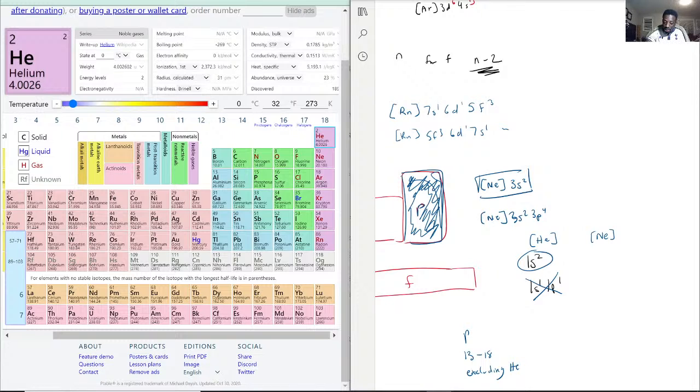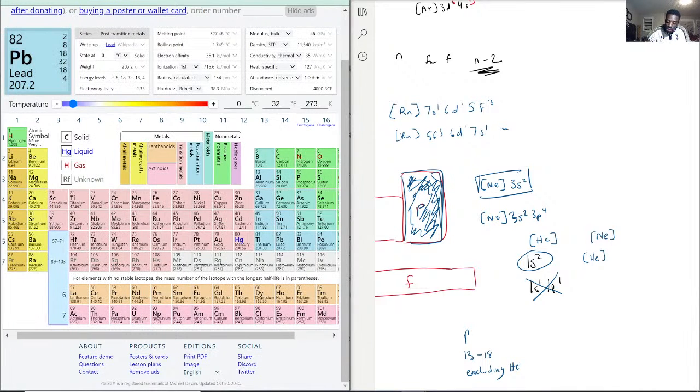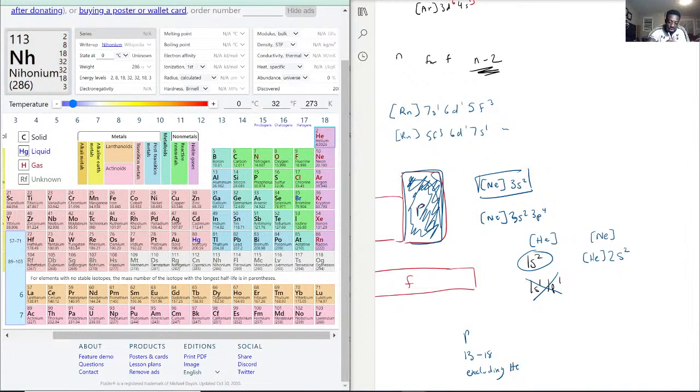Neon, okay, if you want to write down the full thing, you have to include the 1s2, but you just start at helium and then you go over to the now second row, so that's 2s2 because it includes lithium and beryllium, so the first 2 elements of those rows, the alkali and alkaline earth metals, okay, and then 2p6.